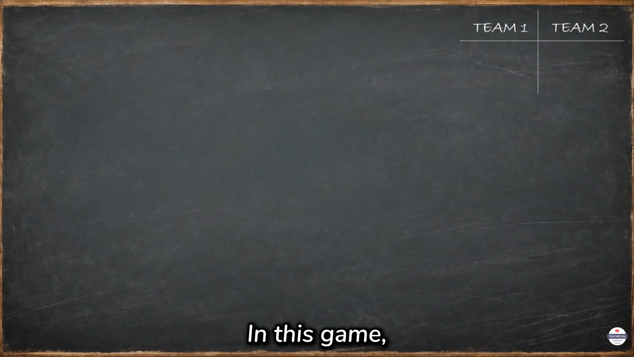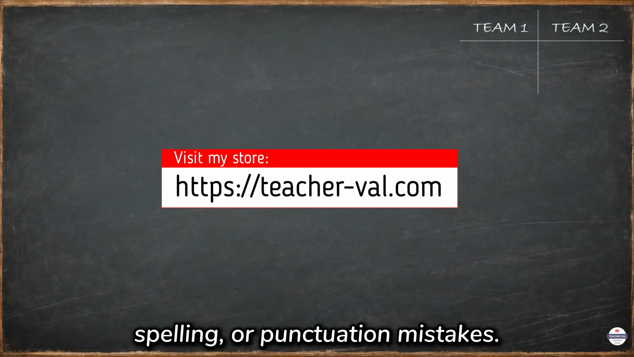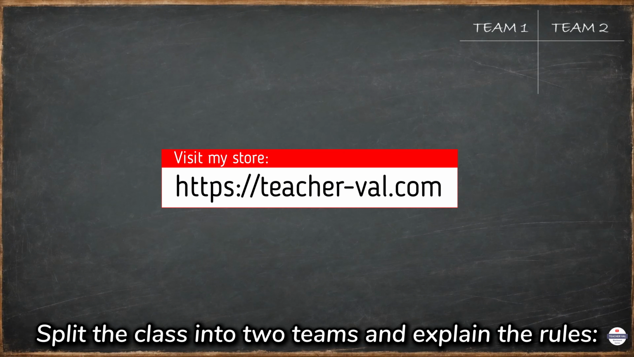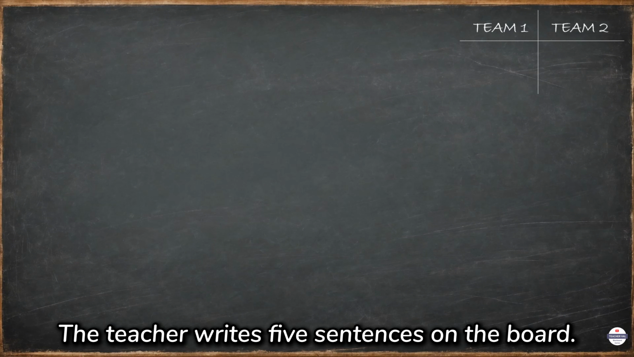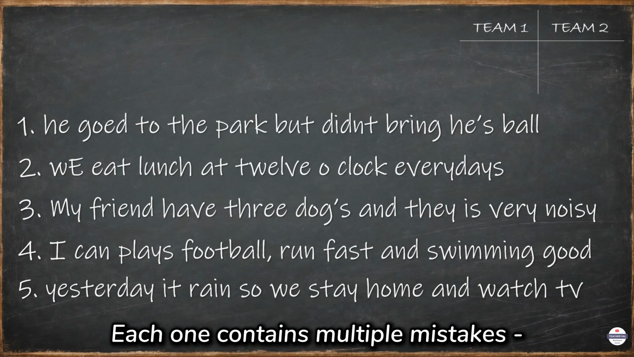In this game, students work in teams to find and fix grammar, spelling, or punctuation mistakes. Split the class into 2 teams and explain the rules. The teacher writes 5 sentences on the board. Each one contains multiple mistakes.